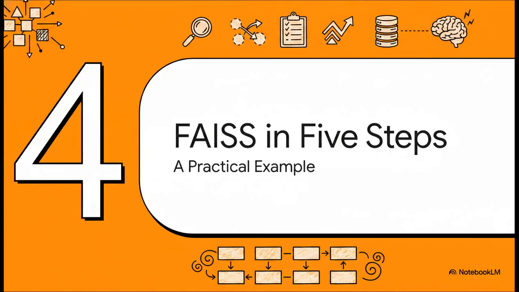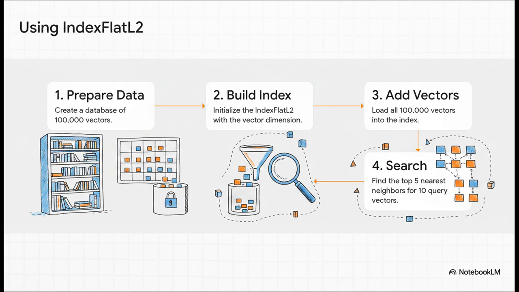So let's actually walk through what this looks like in practice with some code. It really just breaks down into 5 straightforward steps. So first, you need your data. Let's say our library has 100,000 items. Second, you tell FAISS, hey, I want to build that simple brute force index. Third, you just load all your data into it. Fourth, you bring your search queries, let's say 10 items you're looking for, and you ask the index to find the 5 closest matches for each one. And finally, FAISS gives you back the results.